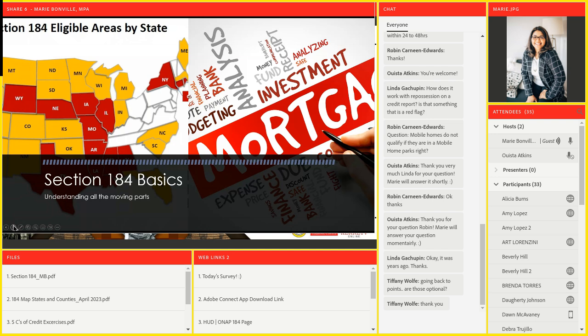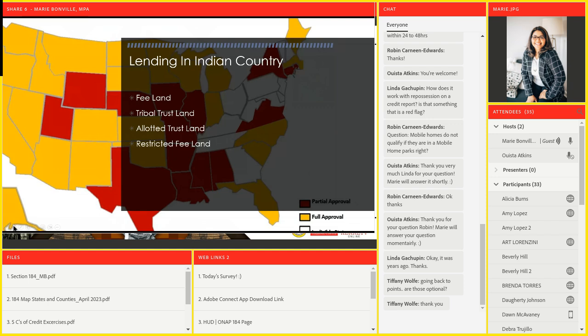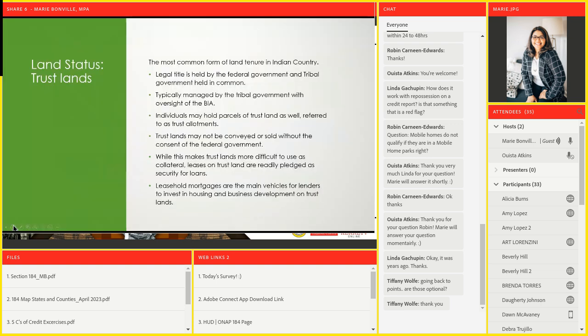Going back to Section 184 basics, as I said before, these are the areas where you can use the loan product: fee simple or fee land, tribal trust land, allotted trust land, and restricted fee land. So what do I mean by that? Of course, trust land is the most common in Indian country. Legal title is held by both the federal government and the tribal government in common. This means that although it's managed by the tribe, its oversight is through the BIA. You have to get what's called a tribal status report issued in order to sell that home.